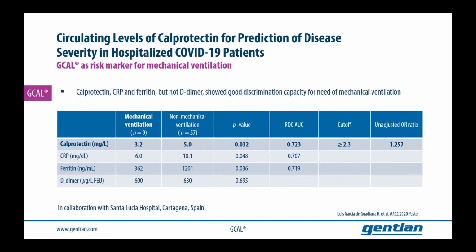Performance of calprotectin in prediction of mechanical ventilation was compared with performance of CRP and ferritin and D-dimer. So calprotectin, CRP, and ferritin were able to predict need for mechanical ventilation, but not the D-dimer. So in summary, in this study, only CRP and calprotectin were able to predict both need for mechanical ventilation and mortality and perform better than ferritin and D-dimer.